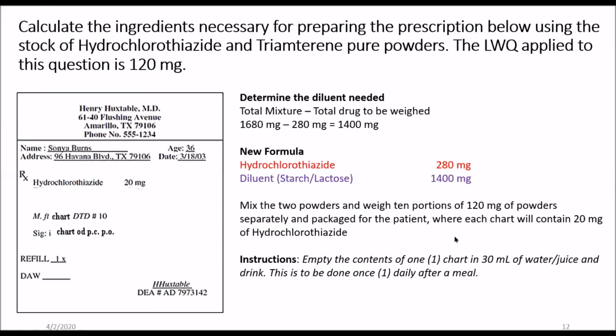You can always double check to see if every 120 milligrams of this powder mixture will contain the 20 milligrams of hydrochlorothiazide. All you have to do is say, if 280 milligrams of hydrochlorothiazide is contained in 1,680 milligrams of powdered mixture, then X milligrams of hydrochlorothiazide will be in 120 milligrams. Then you can confirm whether the 120 milligram portions will each contain 20 milligrams of hydrochlorothiazide, which is the dose on the prescription.